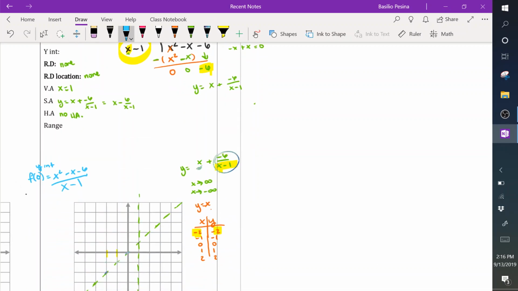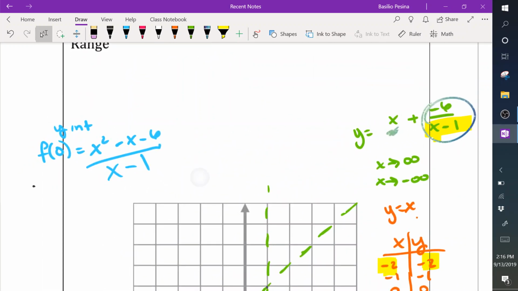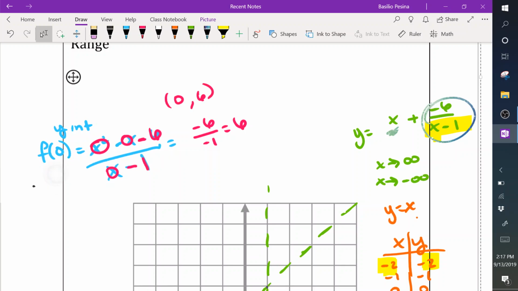So we're going to go ahead and continue. If I substitute zeros into all my x's, this would be 0 squared, this would be 0, this would be a negative 6, sorry, this would be 0, and this would be a minus 1. So I have negative 6 over negative 1, which is just 6. So this is my y coordinate. My y is equal to 6, and my x is 0. So this is on the y-axis at 6.